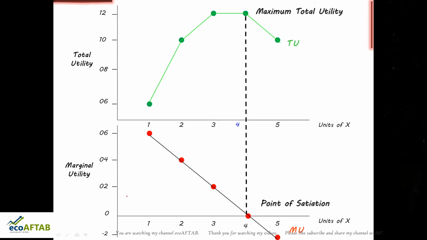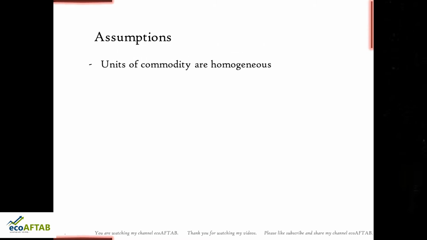Moving ahead, this law of diminishing marginal utility, friends, is based on certain very simple assumptions. So very quickly we'll have a glance over the assumptions. The first assumption is that units of commodity are homogeneous. So the gulab jamun which I was speaking about, every gulab jamun that she was offered was of the same size, same quality, same taste, everything was same.